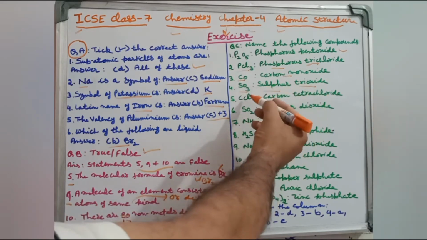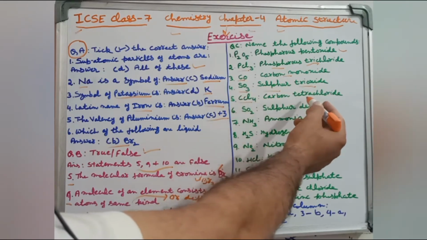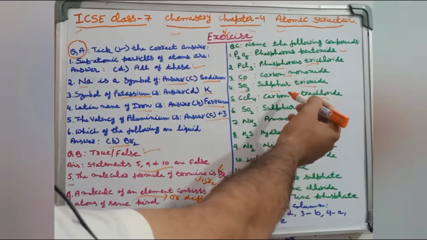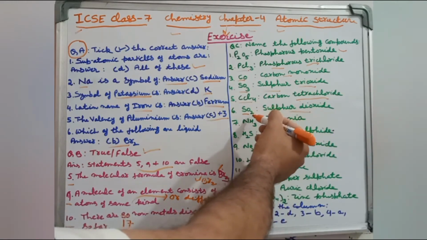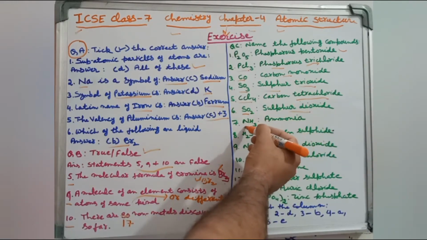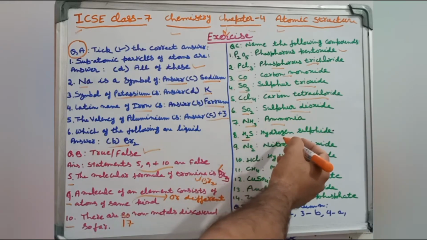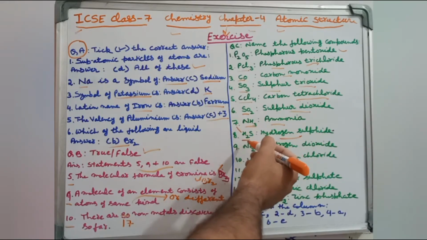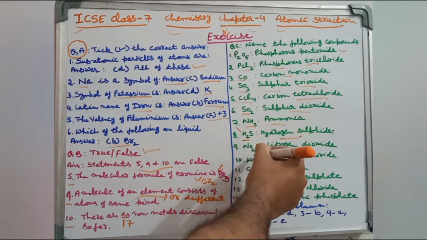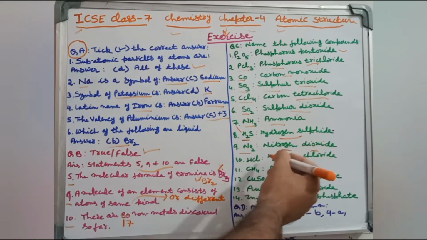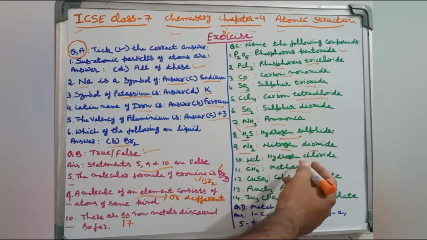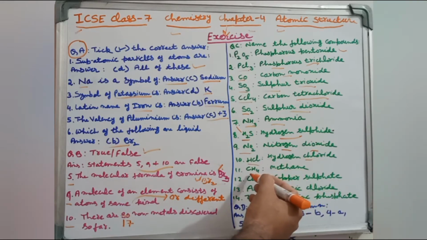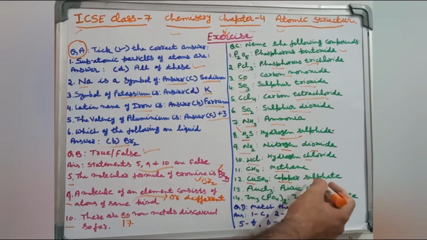S4 sulfur. CCl4, C for carbon, Cl4 tetrachloride, 4 means tetrachloride. SO2 sulfur dioxide. 2 means di, 2 oxide. NH3 ammonia. H2S hydrogen sulfide. S is sulfide, H2 is hydrogen. NO2 means nitrogen dioxide. 2 oxide comes from here. HCl means hydrogen chloride. Now CH4 means methane.